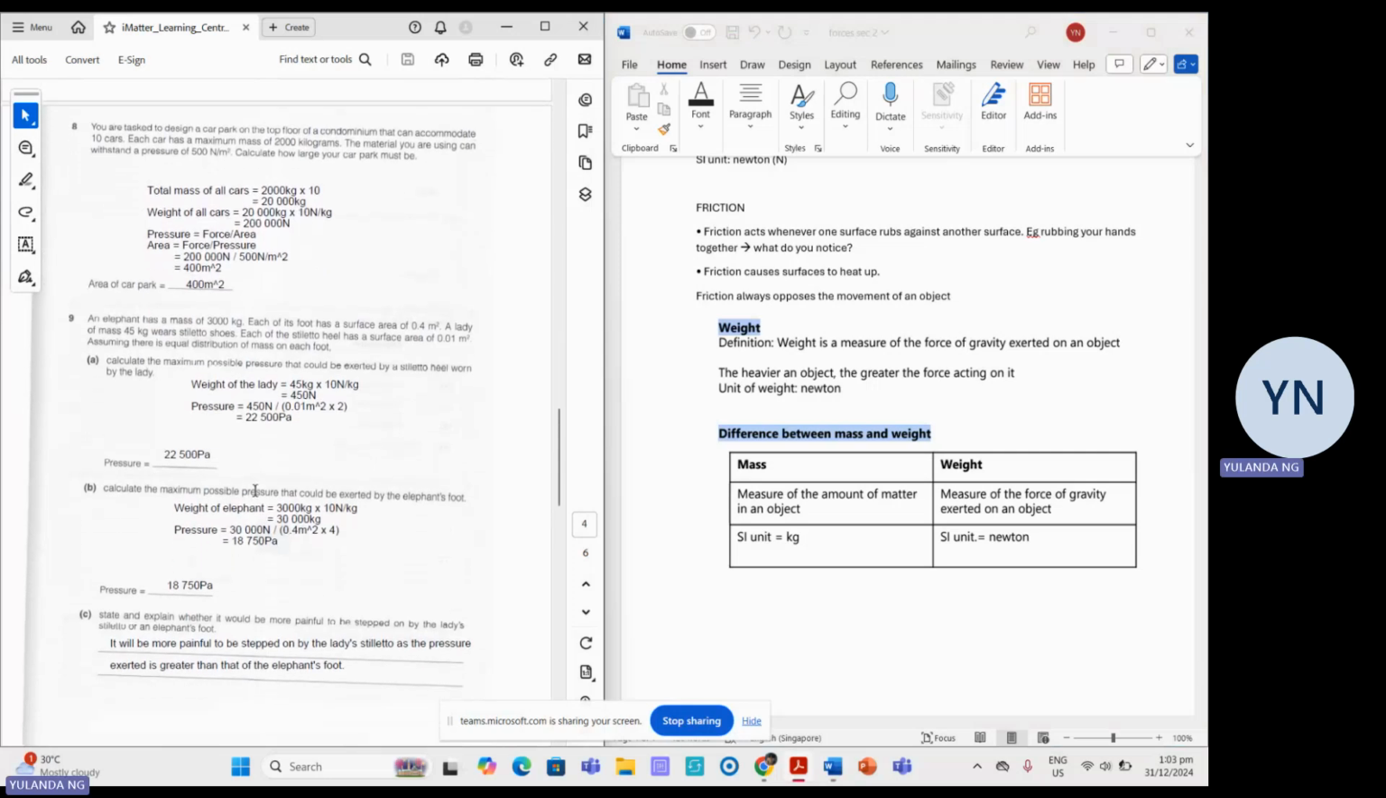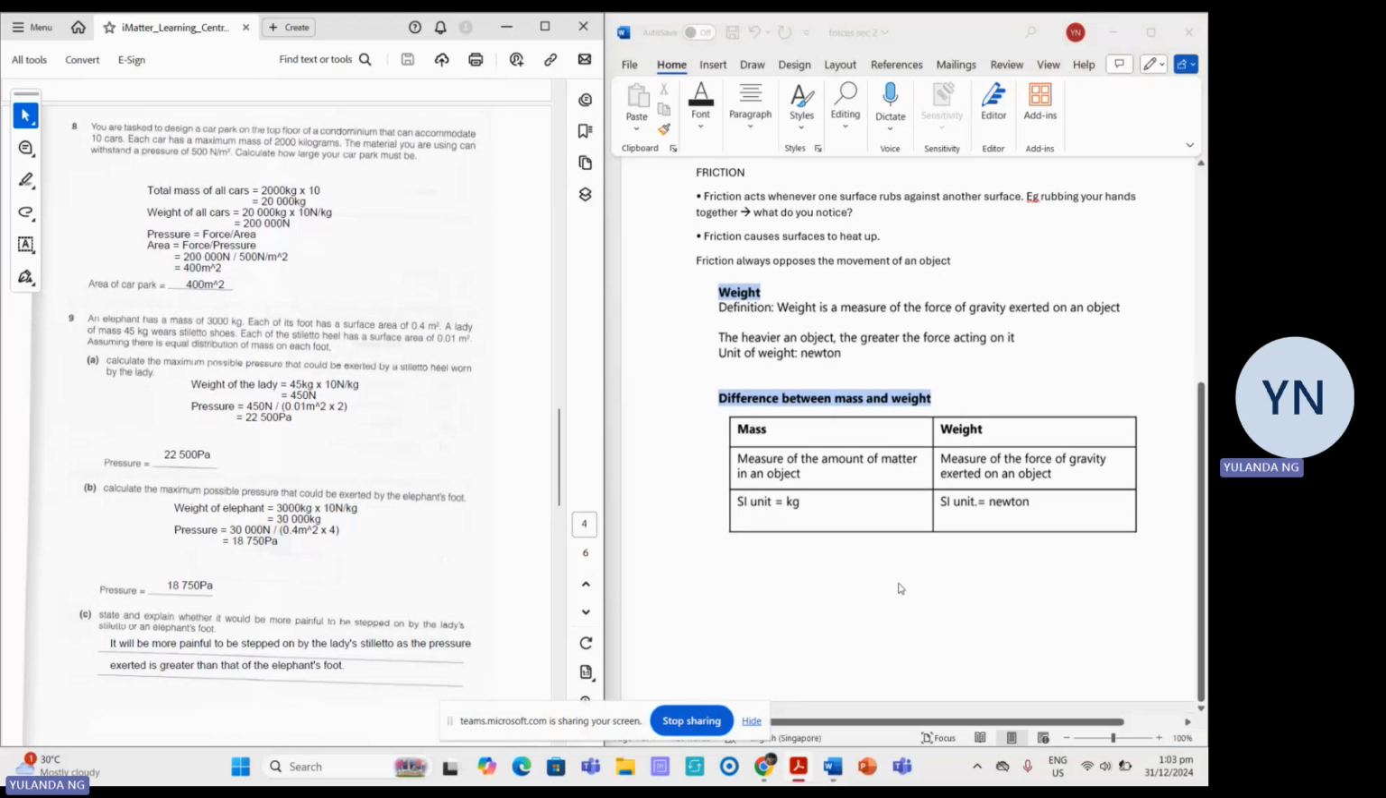Let's look at question 8. So these are more of the application questions, from 8 to 9. Okay, I didn't write pressure in my notes, so I'll briefly go through it now. What is pressure? When you have pressure, it will be force over area. That is your calculation on how to calculate pressure. It will always be force over area.